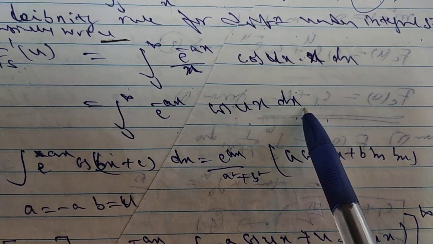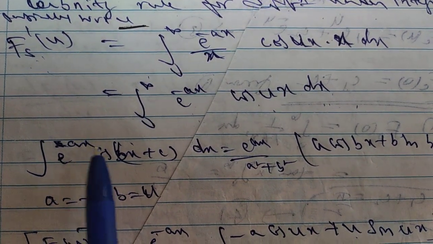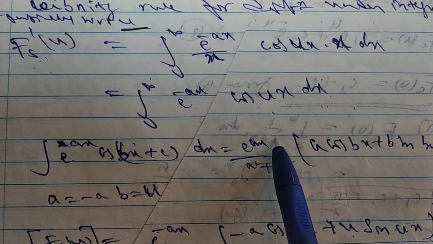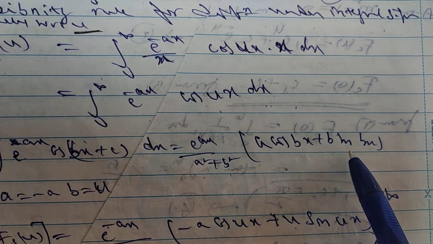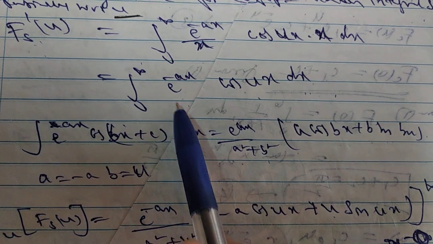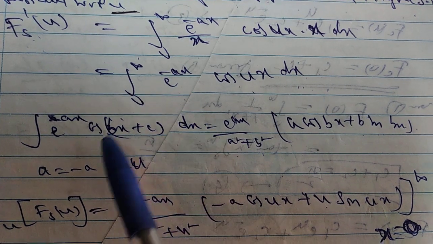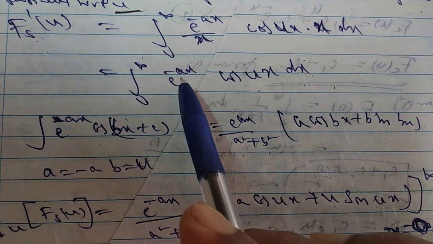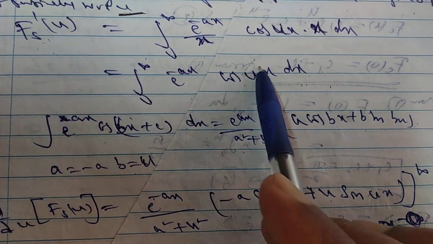So for this type of integration, one formula is there. What is that formula? Integration of e power of ax cos bx plus c into dx. What does this formula give? e power of ax divided by a square plus b square, into a cos bx plus b sin bx. This is the formula. So now see here, compare this one. e power of ax, what is there? a in place of minus a. Next cos bx, what is there? b in place, that one is u. So that means you have to substitute a in place of minus a and b in place of u in this formula, then that becomes the integration.